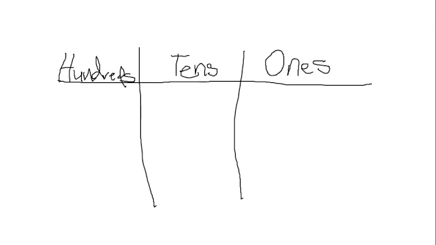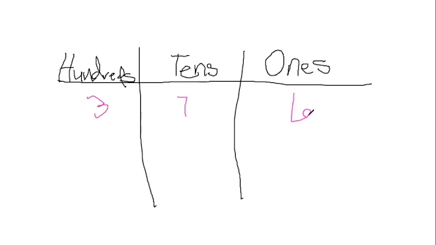Ooh, hundreds has a lot of curly cues in it. So when I write a number, let's say my number is 376. This tells me that my number has 3 hundreds. My number has 7 tens and 6 ones.